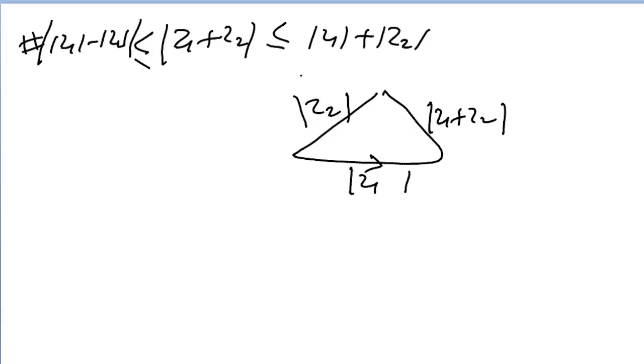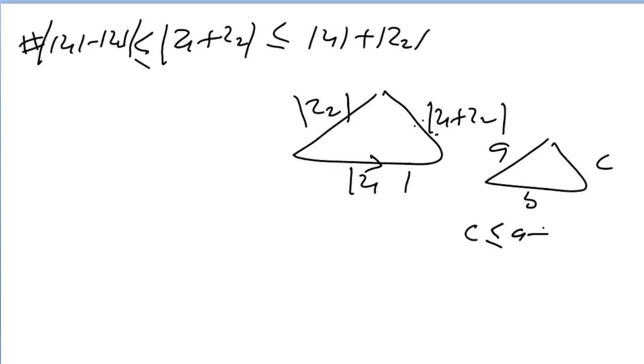So what does it mean? The third side is always lesser than the sum of the two sides, and the third side is always greater than the difference of the two sides. So for any sides, let's say A, B, C, obviously C is always lesser than or equal to the sum of the other two sides, and always greater than the corresponding difference of the two sides. Okay, this is the simple triangle inequality.